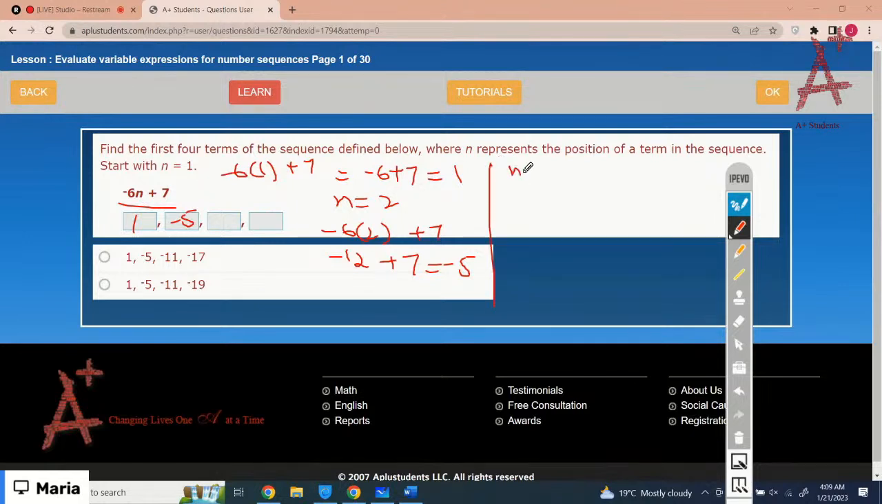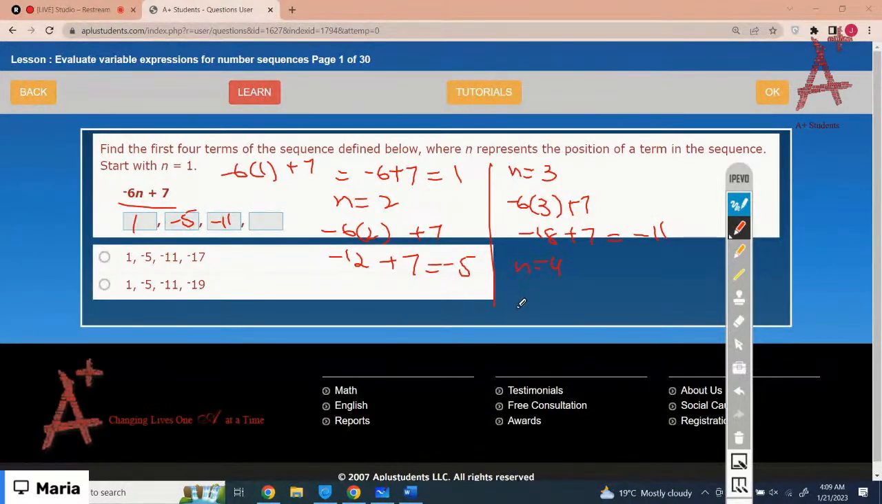Then now n equals 3. Replace the n with 3. It would be negative 6 times 3 plus 7. 6 times 3 is 18. It would be negative 18 plus 7. Got it? So negative 18 plus 7 is negative 11. That means the third term in the expression is negative 11. Got it?